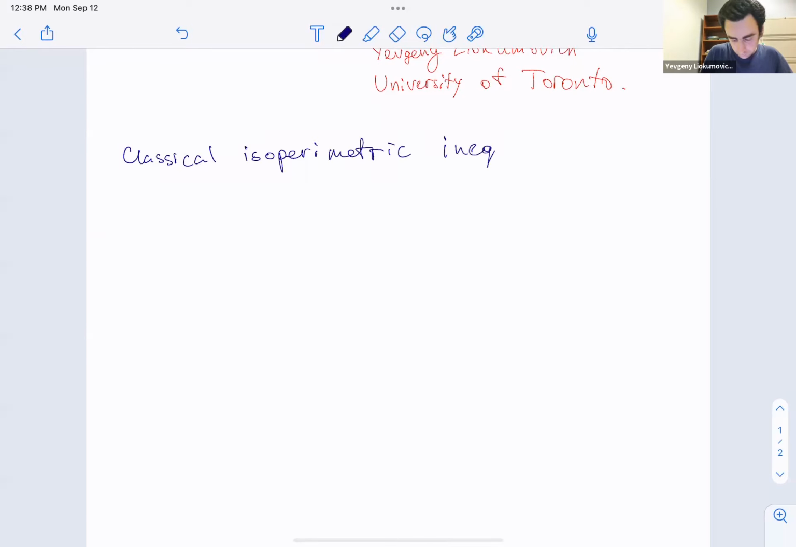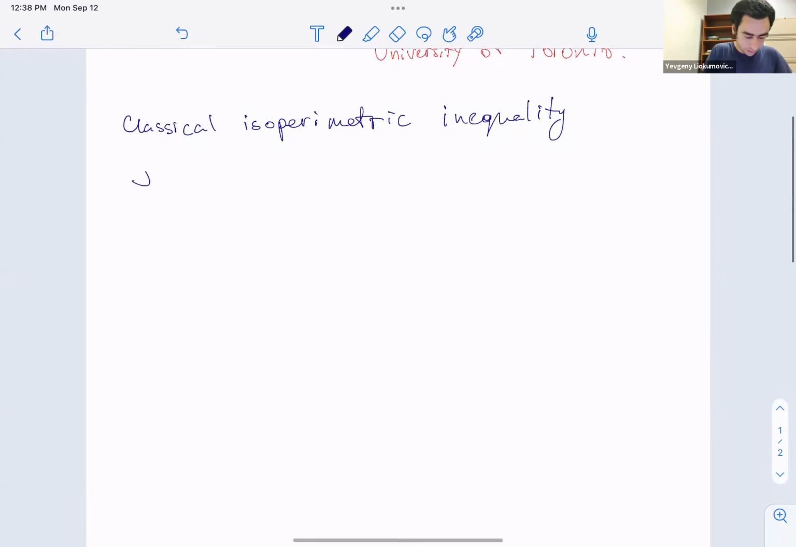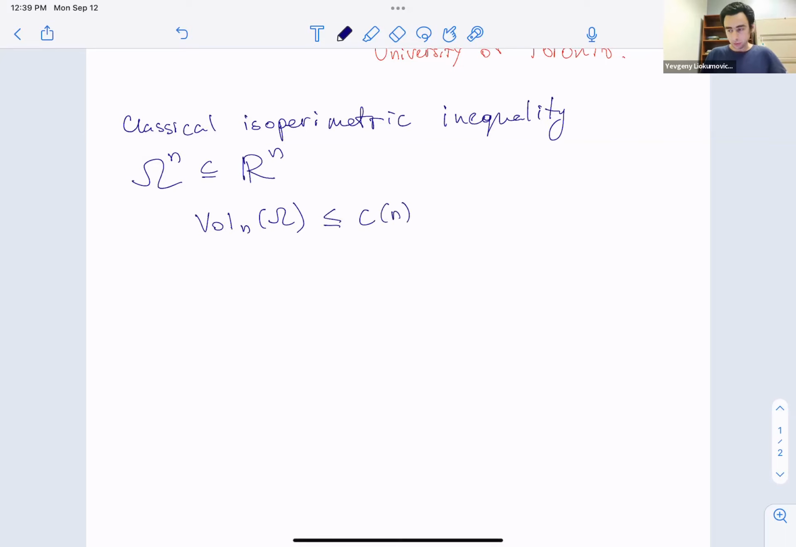And let us start with the classical isoperimetric inequality, which says that if you're given a domain omega in the Euclidean space R^n, then the n-dimensional volume of omega is bounded from above by a constant that depends only on n times the n-1 dimensional volume of the boundary of omega, to the appropriate power that makes this scaling invariant.